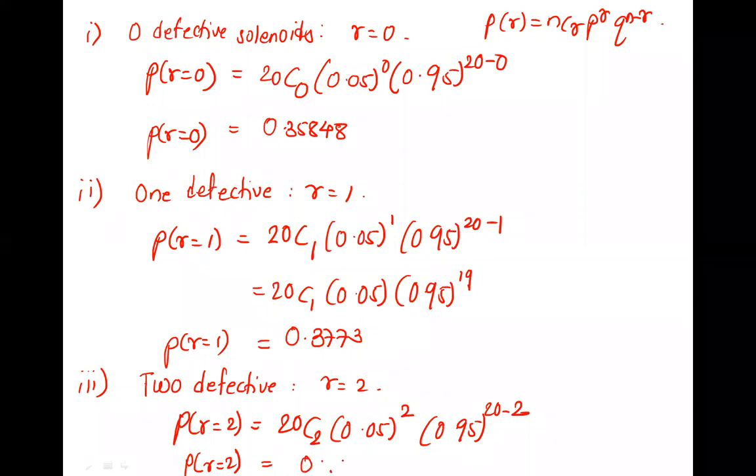0.1886. Right. Perfect. So this is how we can solve binomial distribution questions. Firstly, we need to define the success. Then go with P, then Q, then N, then R. There will be the answer.